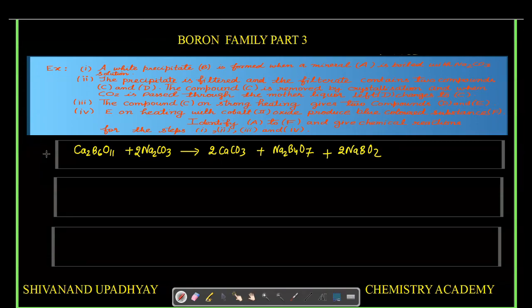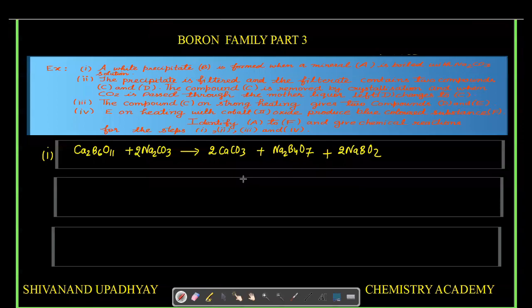This is about the reaction number 1. Now, moving next. The precipitate is filtered and the filtrate contains 2 compounds C and D. So we are talking about this C and D. We have to decide that among these 2 compounds, which is C and which is D. The compound C is removed by crystallization, and when CO2 is passed through the mother liquor, left D, right? So from here we got that this compound will be D.